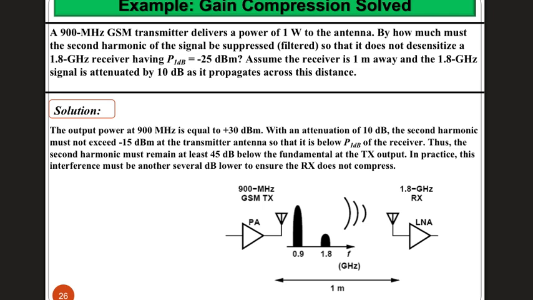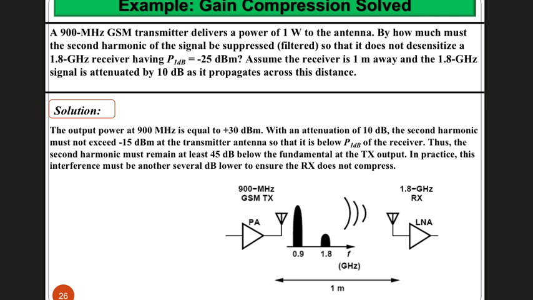The solution says that the output power at 900 megahertz is, first of all, just to see what's the fundamental power going out of there. Later on, after you figure out the value of your harmonic, you want to say how much lower than the fundamental it should be. That's a separate part here. But anyway, the output power of 1 watt is 30 dBm. You know how to calculate it: divide by 1 milliwatt, then take the log to the base 10. So it becomes 30 dBm.